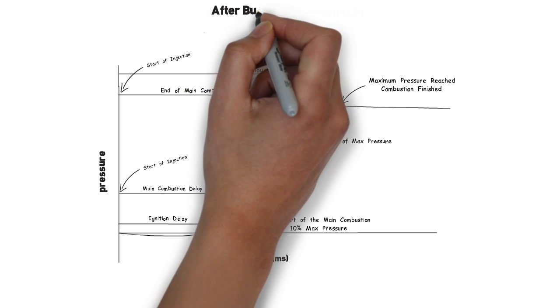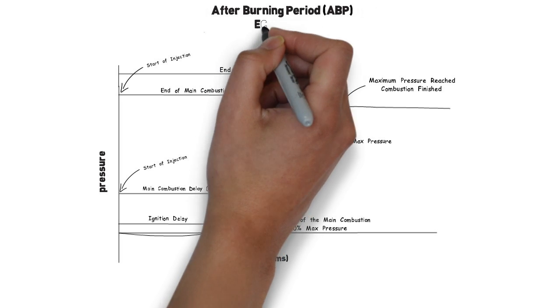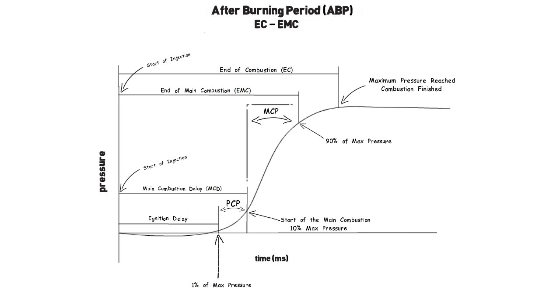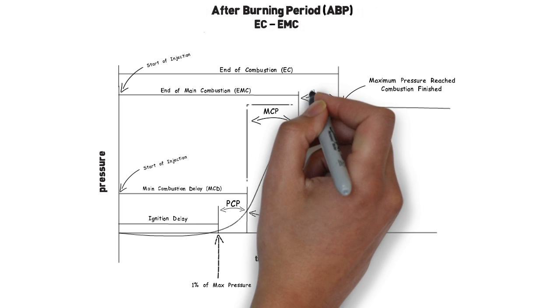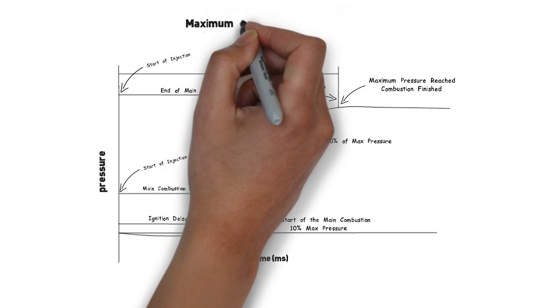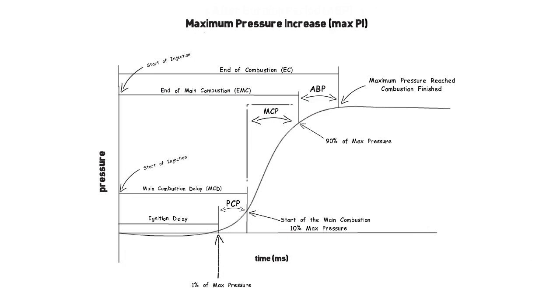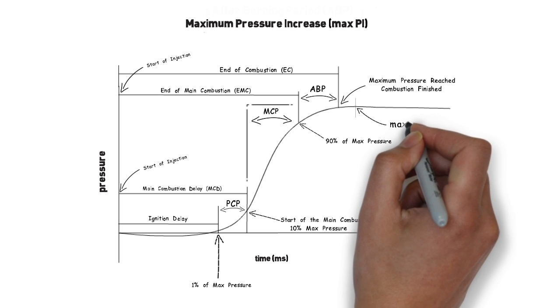The afterburning period is the difference in time between the end of combustion and the end of main combustion, or end of combustion subtracted by end of main combustion, as you can see here. Maximum pressure increase is the point at which the pressure is at its maximum. So basically, all the fuel has burned off and combustion is completed.